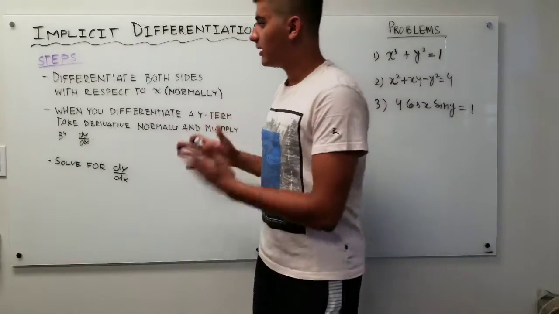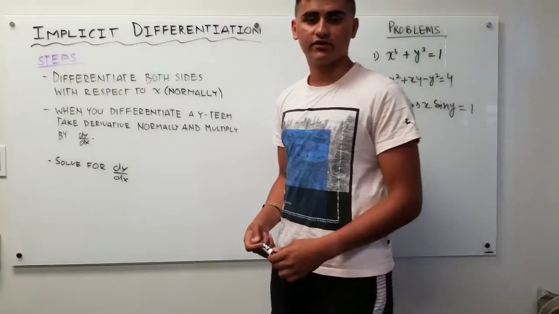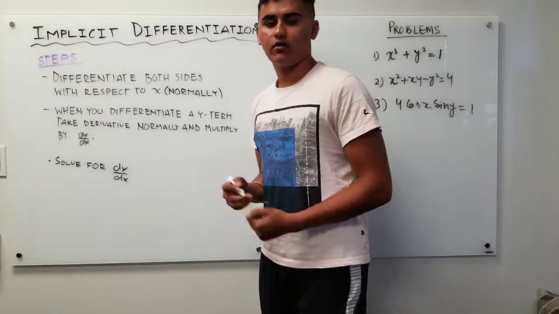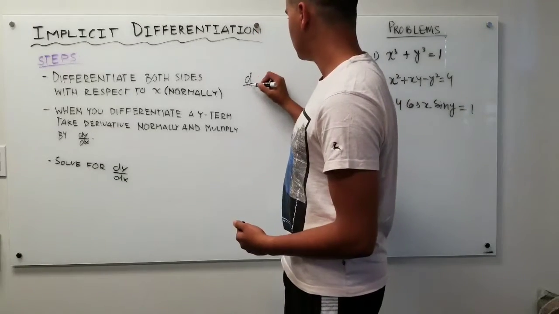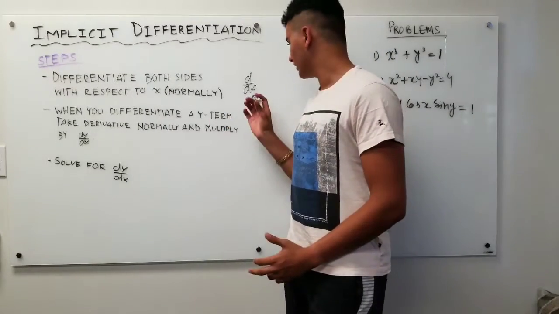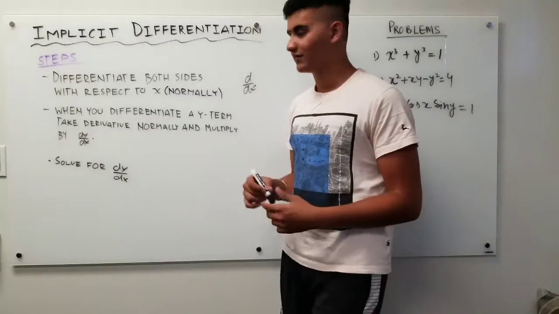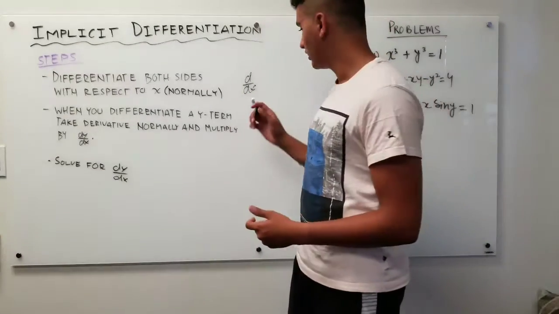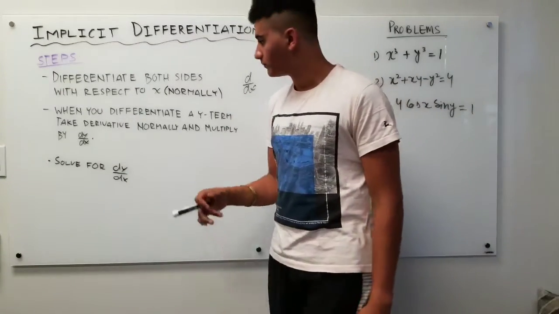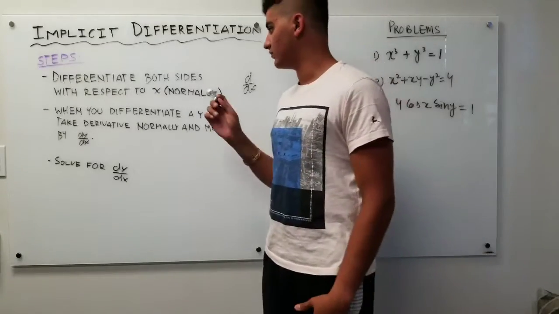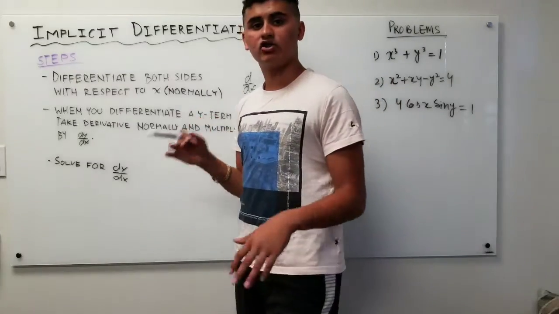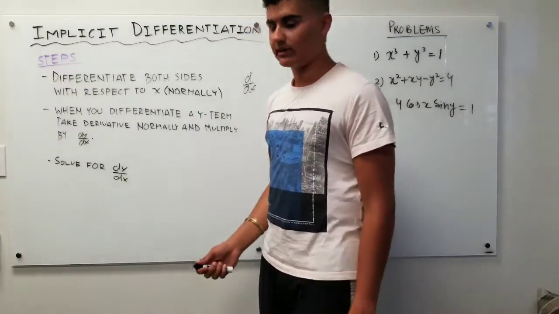We have three main steps to follow when doing implicit differentiation. The first is to differentiate both sides with respect to x. With respect to x is usually written d dx. If you're used to writing the prime mark, d dx is the better way to write it. If you're taking the derivative with respect to y, you can write d dy. In all my scenarios here, I'm going to have it with respect to x, so you take the derivative of any x term normally.